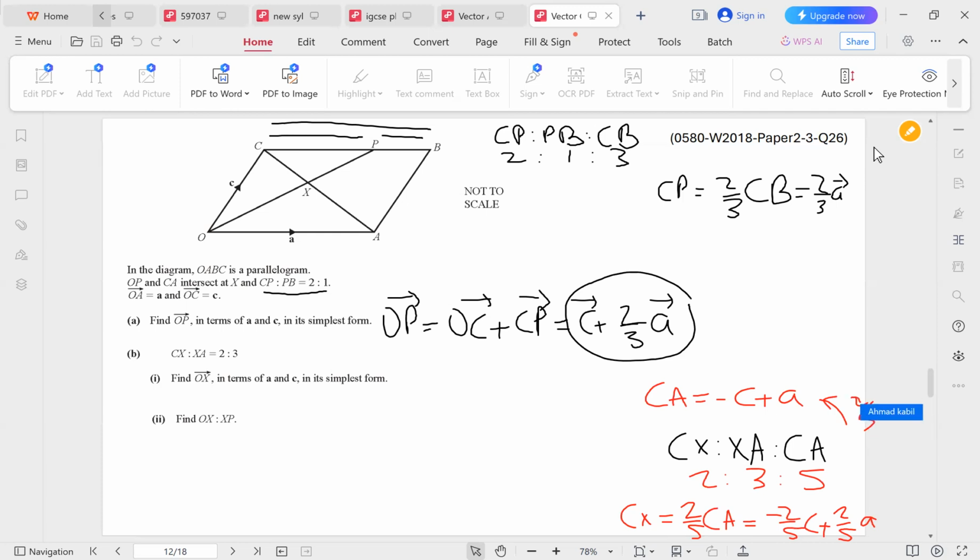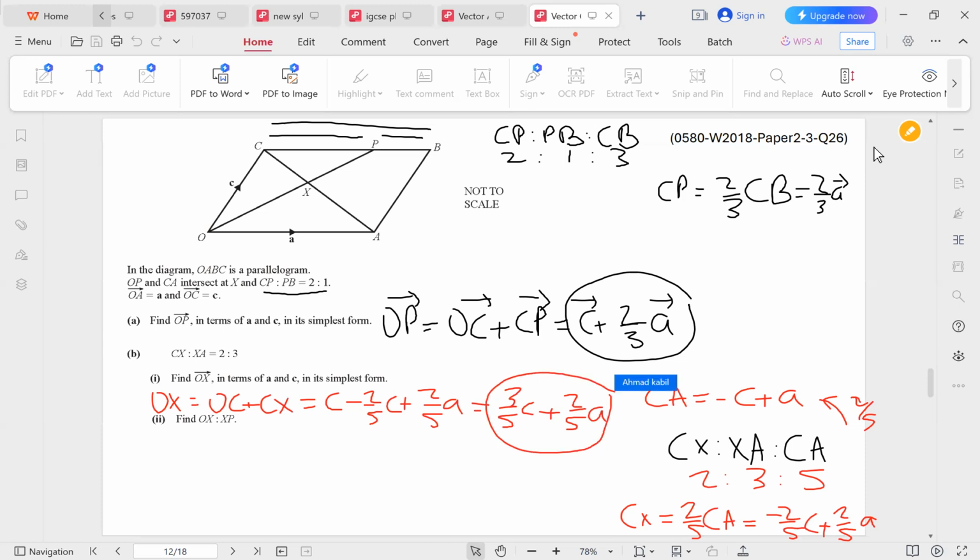So now that we have CX, we can get OX quite simply because OX is simply equal to OC plus CX. So OC would be just c, and then plus CX, that would be negative 2 over 5 c plus 2 over 5 a. And we can simplify, of course. So this would be 3 over 5 c plus 2 over 5 a. And that would be the final answer for question B.